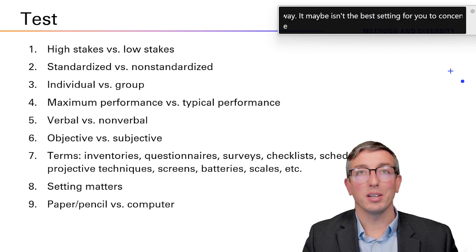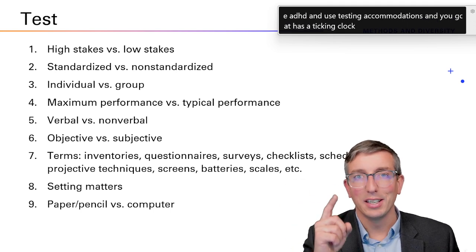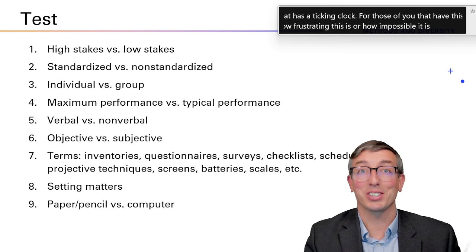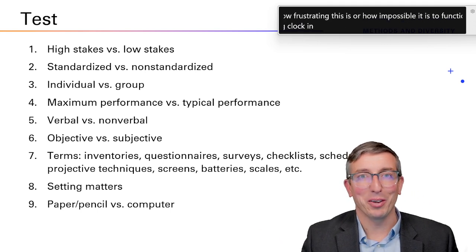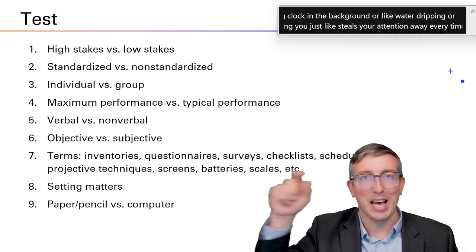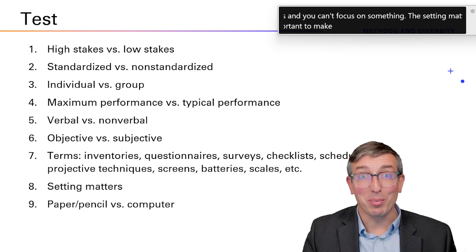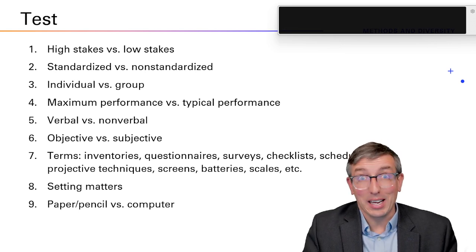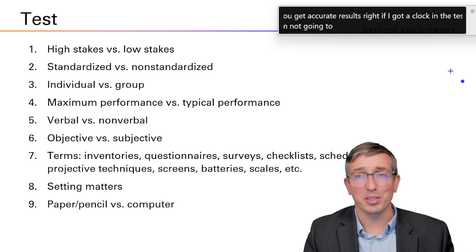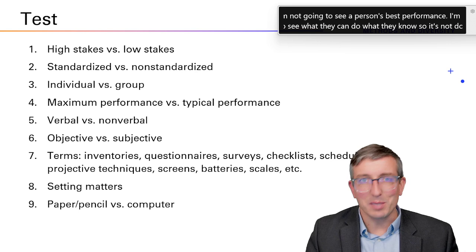If you have ADHD and you use testing accommodations and you go into a room that has a ticking clock, for those of you that have this, you know how frustrating this is or how impossible it is to function with a ticking clock in the background or like water dripping or something. It just steals your attention away every time it happens and you can't focus on something. The setting matters, and it's important to make sure people are in a setting where you get accurate results, right? If I've got a clock in the testing room, I'm not going to see a person's best performance. I'm not going to see what they can do, what they know. So it's not doing what it's supposed to be doing.